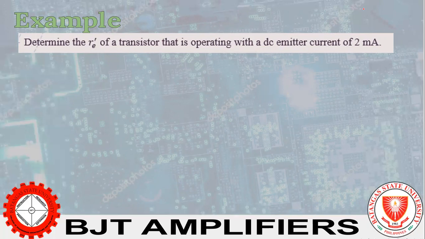So we have the RE prime of 25 mV over, ano yung IE natin? So 2 milliampere. So therefore, we have 12.5 ohms. So very little lang yung ating RE prime, yung ating internal AC emitter resistance.